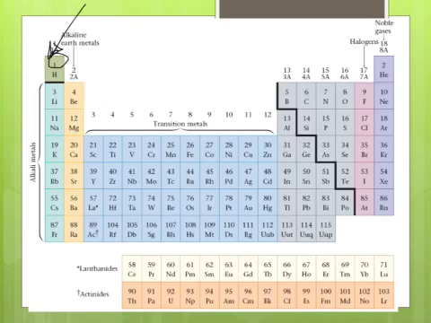If you look from left to right on the periodic table, so as you go across the periodic table, the atomic number increases from 1 to 2 to 3 to 4 and so on. Each element has its own atomic number. No two elements have the same atomic number.